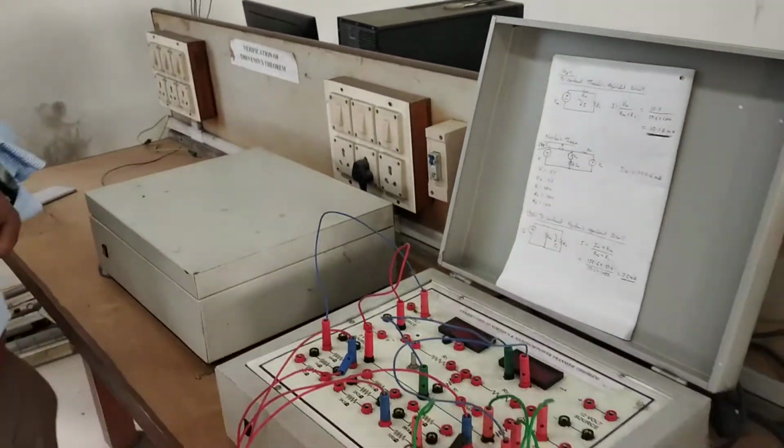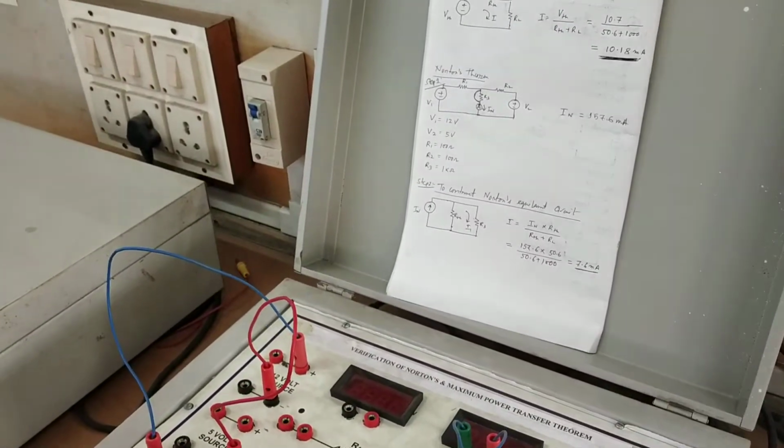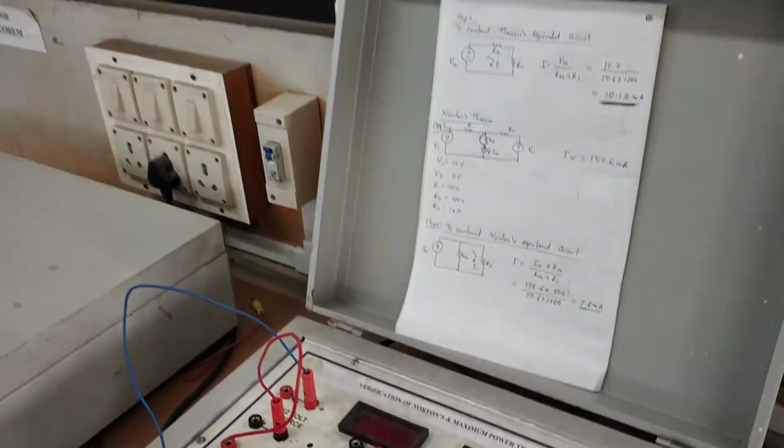Although this current is less, this would be the process to verify Norton's theorem. Due to some human error or some problem in the theorem kit, this much error is coming in the case of Norton's theorem. However, it is the normal procedure we should follow while verifying Norton's theorem.